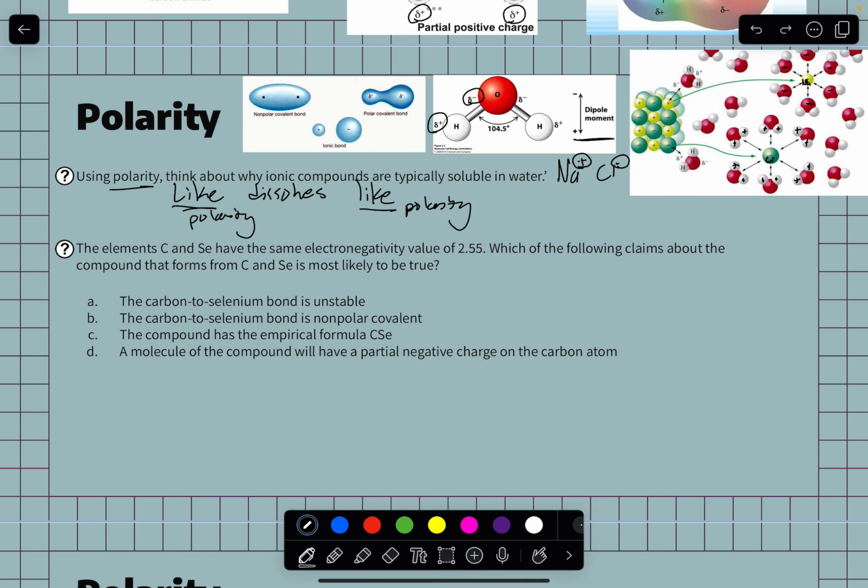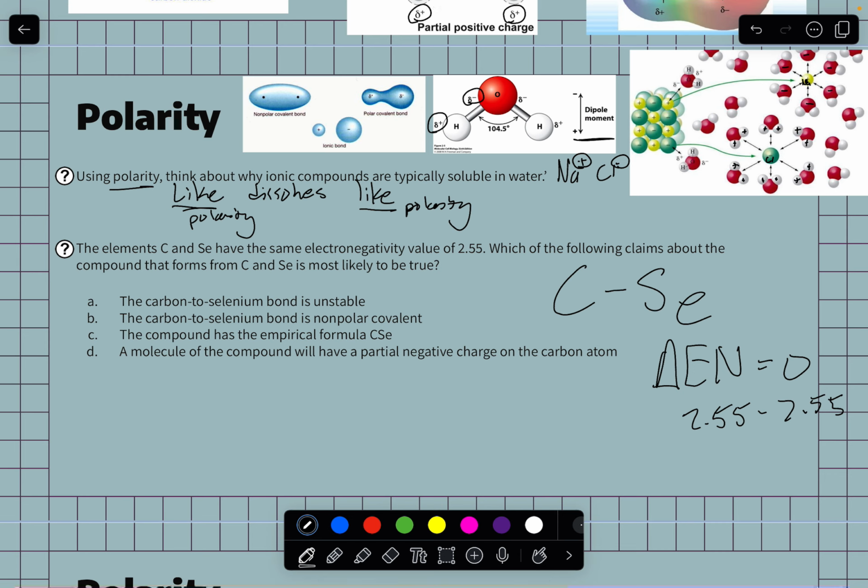Okay. The second question says the elements carbon and selenium have the same electronegativity value of 2.55. Which of the following claims about the compound that forms from C and Se is more likely to be true? So we're looking at a carbon-selenium bond. And the difference in electronegativity is going to be 0 because they're both 2.55. So 2.55 minus 2.55 gives us 0.